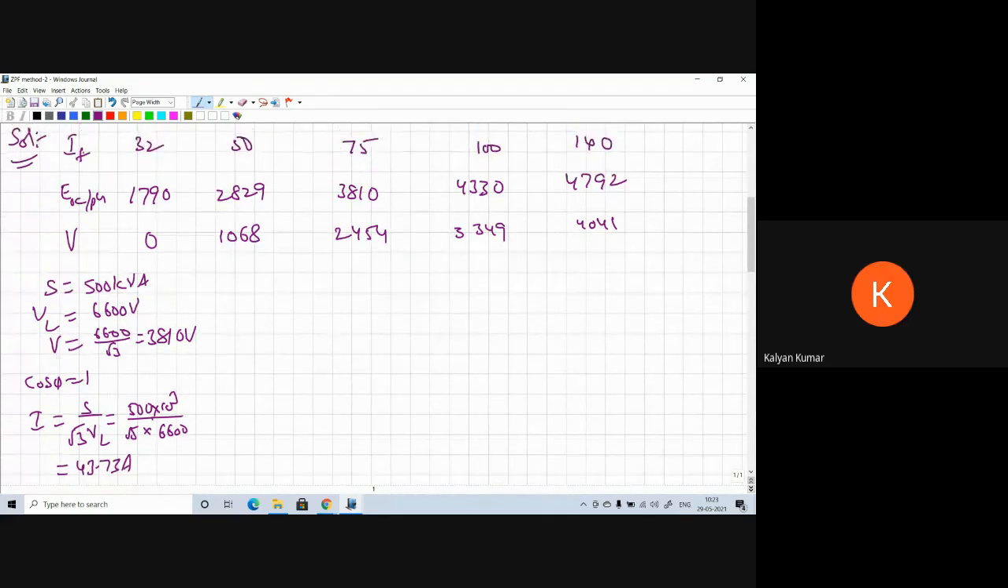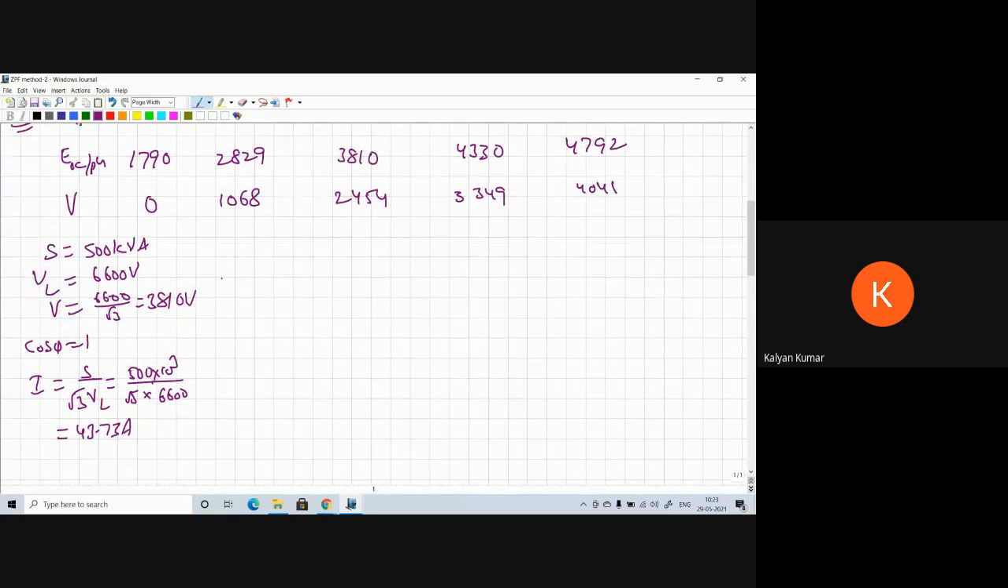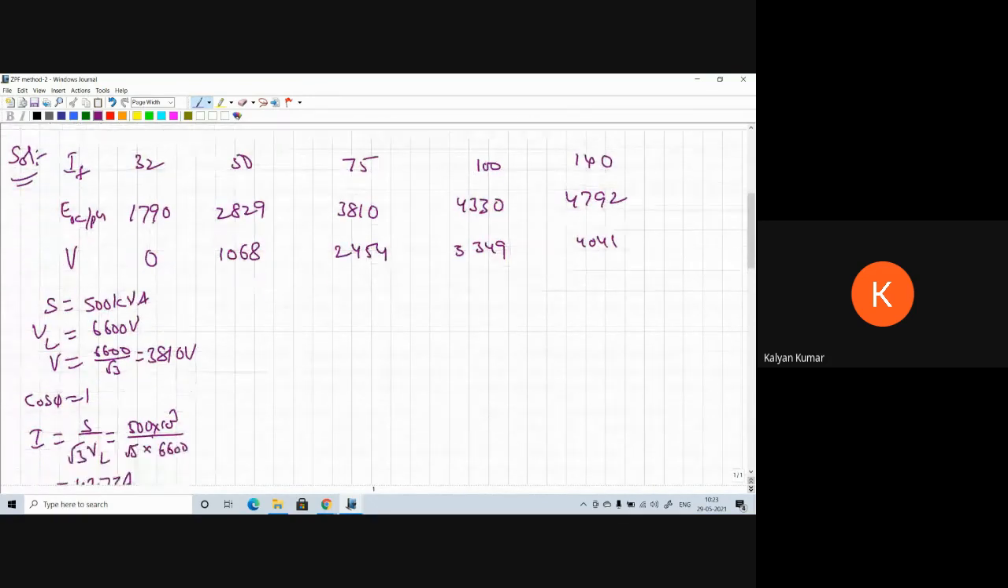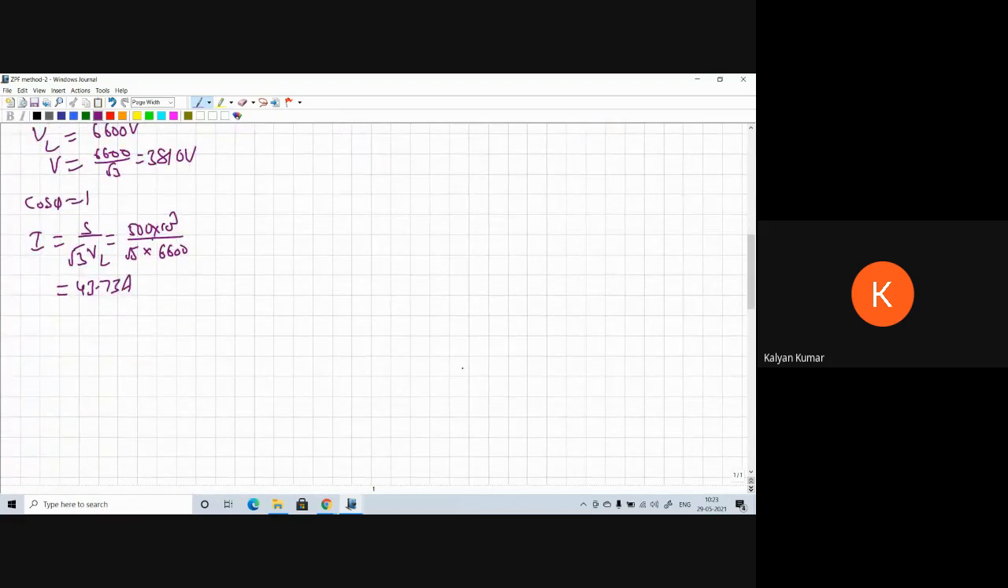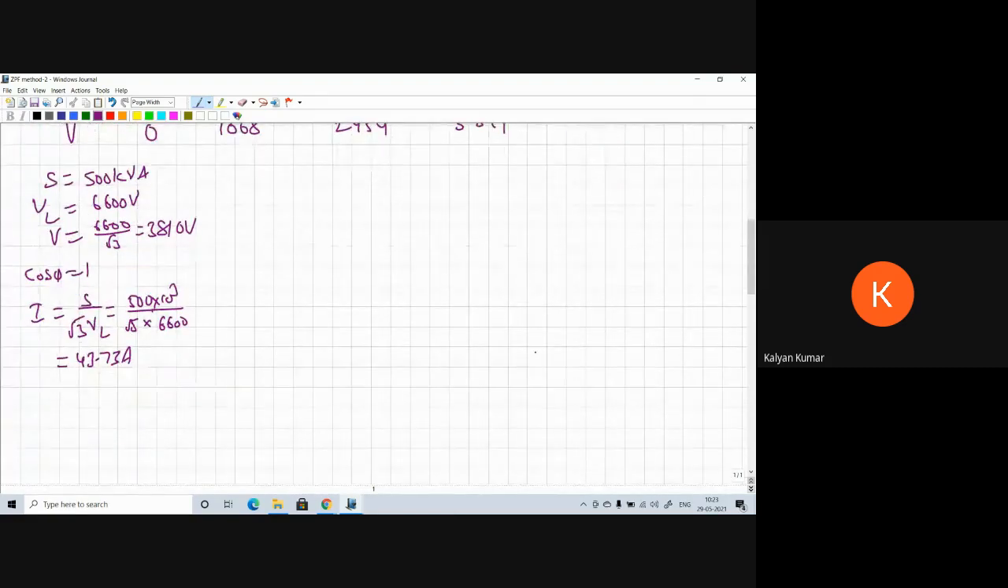Next, for finding the ER, we require the IXL drop. For the IXL drop we need to draw the graph. Here the field current maximum is around 140, so you can take the x axis 1 centimeter equal to 10 amps.